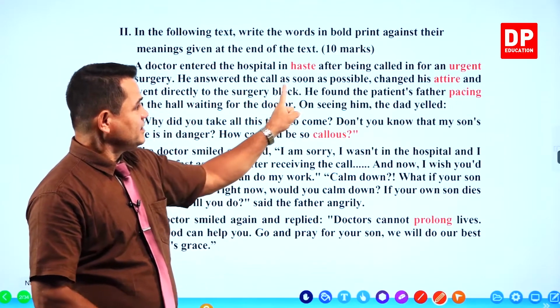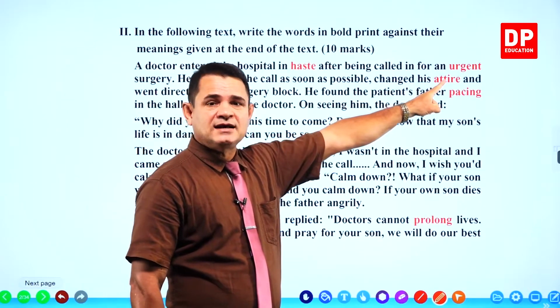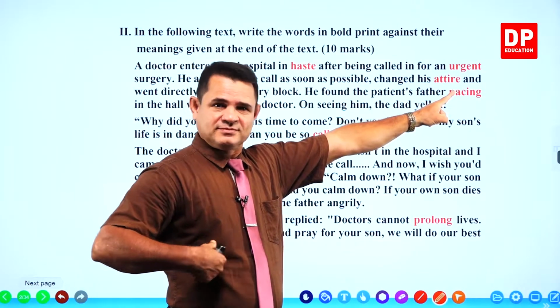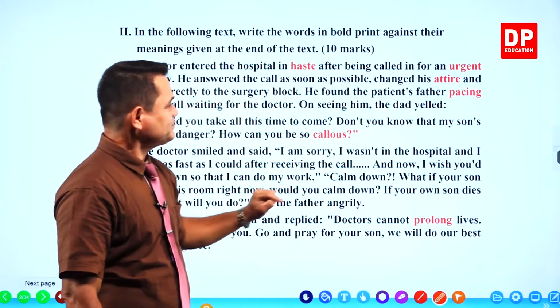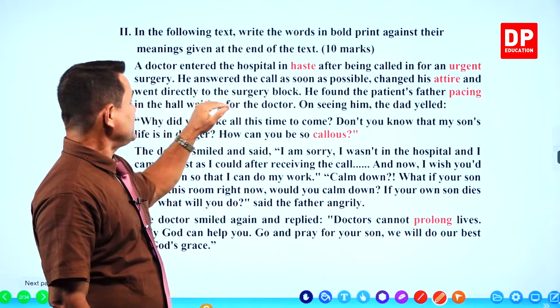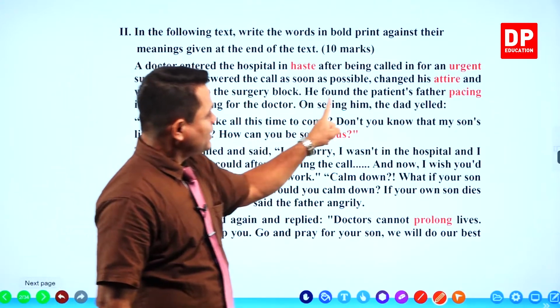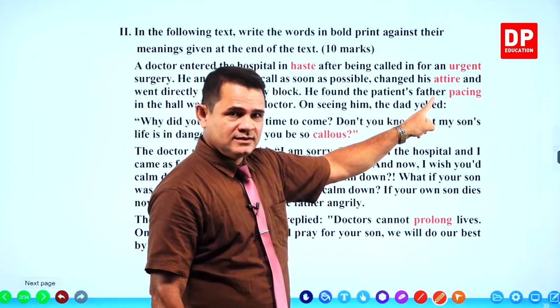Then he changed his attire. Now you can understand attire. And went directly to the surgery block. He found the patient's father.